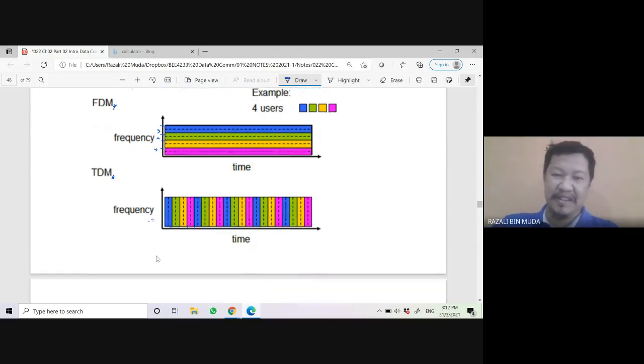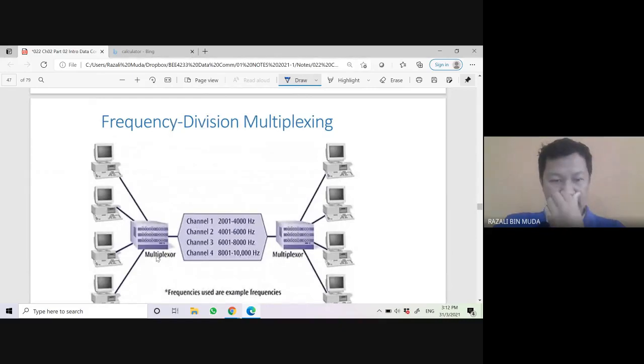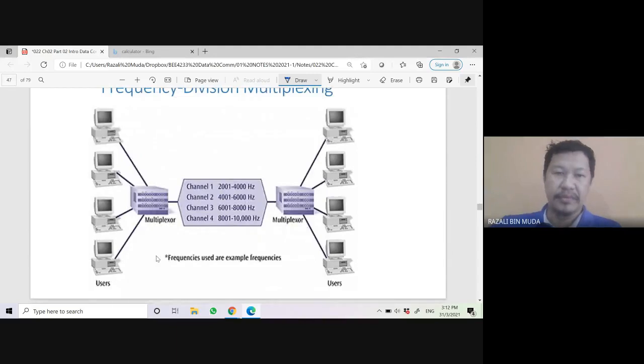Okay, we see the application. So for frequency division multiplexing, you have like 4 devices connected to this multiplexer.